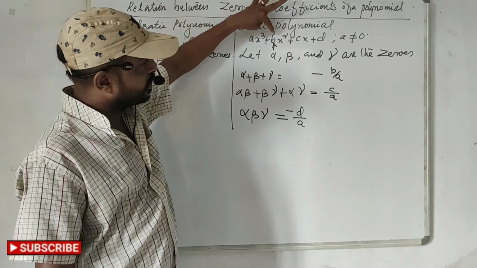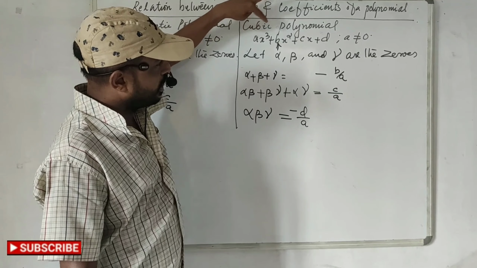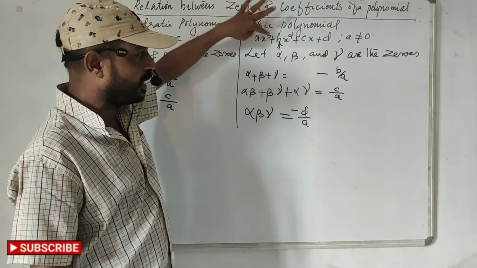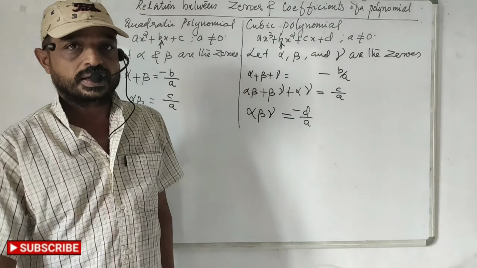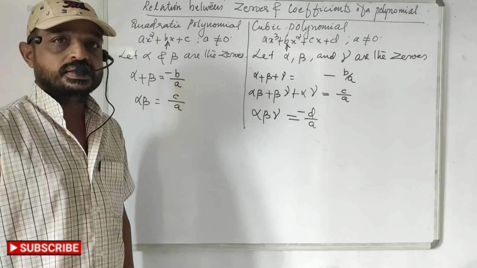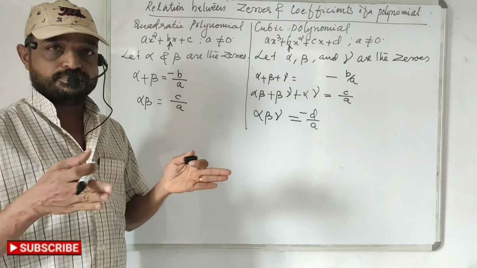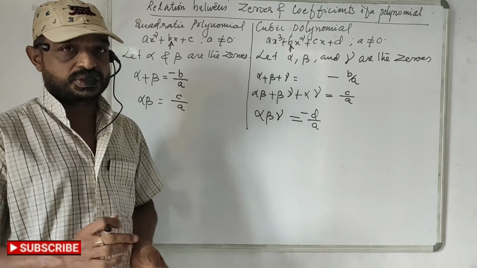First is minus b by a. Next is plus c by a. And the last result is minus d by a. You will have to change the sign alternately. So you will have to understand these two results. Now let us go through some problems based on these two results.